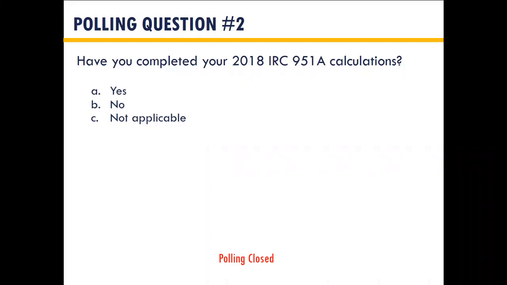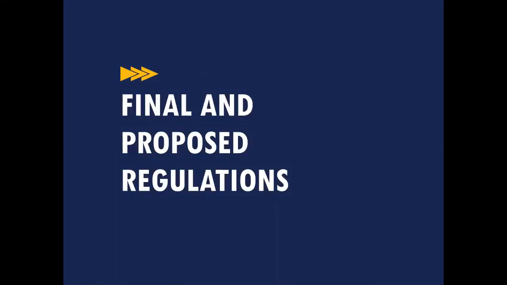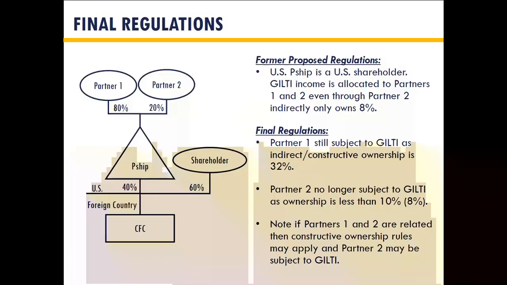Wow, so we have no completed 951A calculations. I would say that's fairly on par with a lot of clients who've been waiting for additional IRS guidance to come out before completing their calculations. And now that we have that, we have a little more certainty, although in some cases it hasn't been all that favorable. Let's jump into the final regulations and the proposed regulations, which came out less than a month ago and had some fairly significant implications for partnerships and also had implications for income that in a foreign jurisdiction is considered high taxed. And let's start at the top with the former proposed regulations.